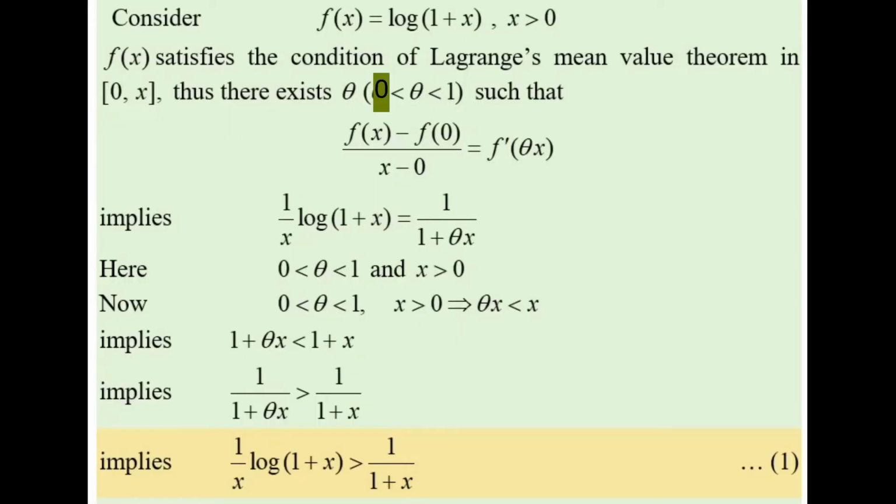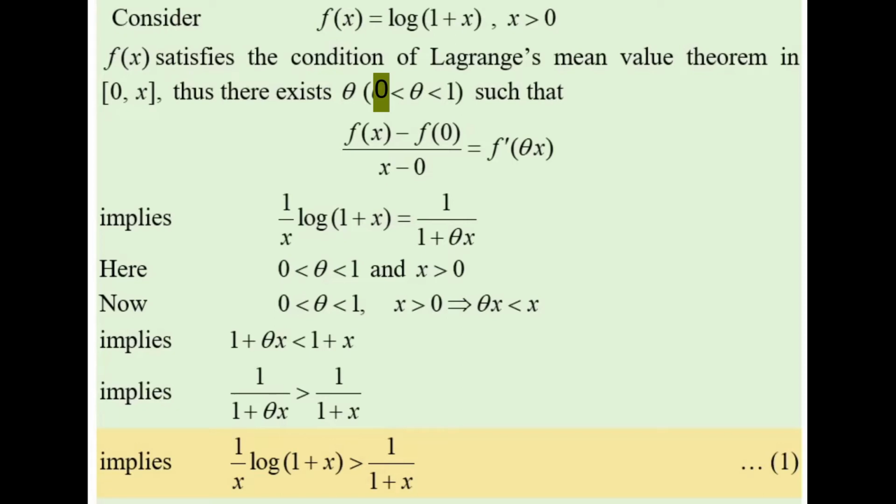Here we consider f(x) = log(1 + x), where x > 0. Then f(x) satisfies the condition of Lagrange's mean value theorem in any interval of the form closed interval [0, x]. So there is a θ, where 0 < θ < 1, such that (f(x) - f(0))/(x - 0) is equal to the derivative of f evaluated at θx. Here θx is a point in the open interval (0, x) because 0 < θ < 1.